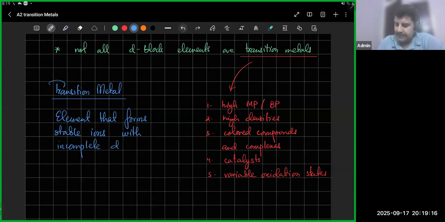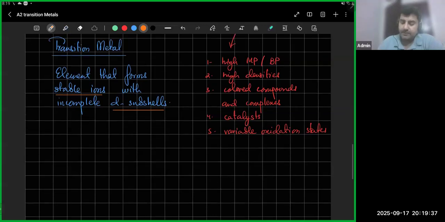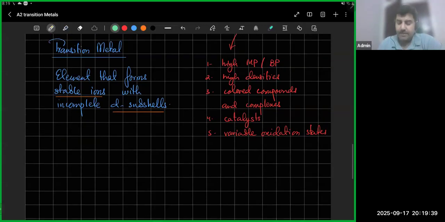So, elements with incomplete d subshells. Any element that does that has to form a stable ion, not just any ion. And when it forms those stable ions, the stable ions must have incomplete d subshells. Remember, the definition is that the ion should have incomplete d subshells. We don't care what the element has.